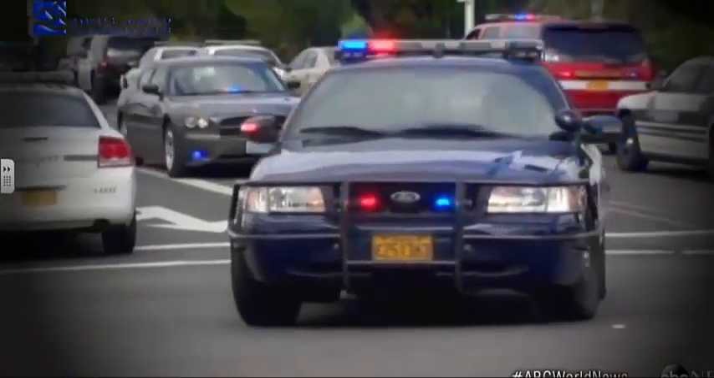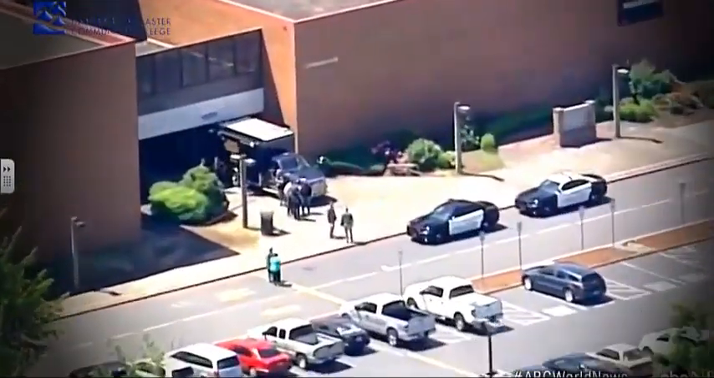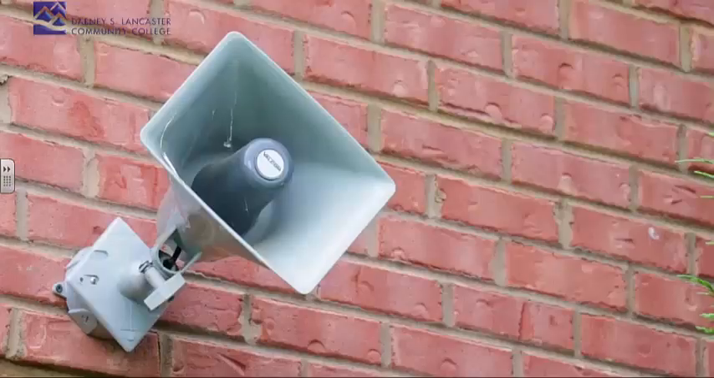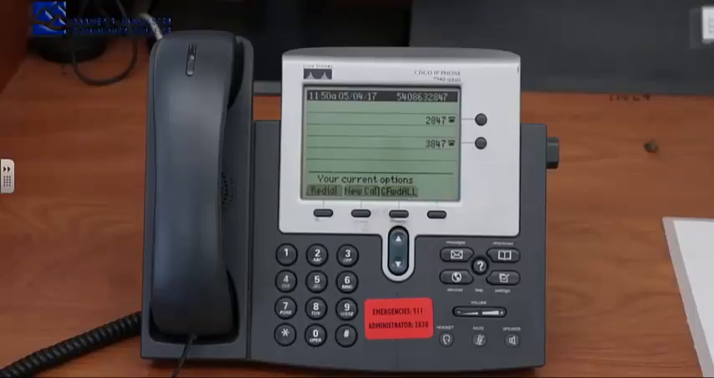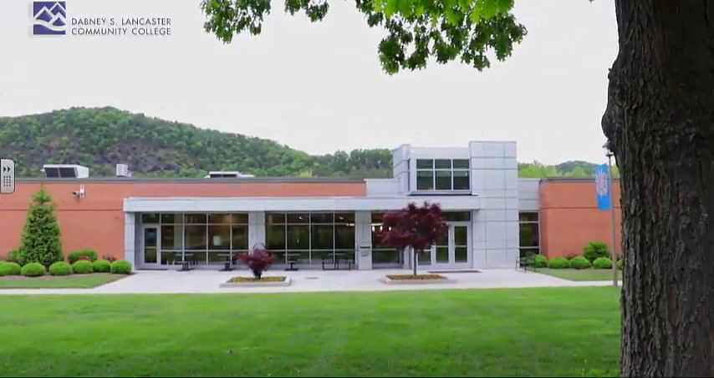Sirens blaring, police respond to a high school's call for help. We have several notification tools to alert you of an incident. The two most obvious alarms are the external speakers and the classroom telephones. The external speakers are loud enough to be heard in most outdoor areas of the campus.